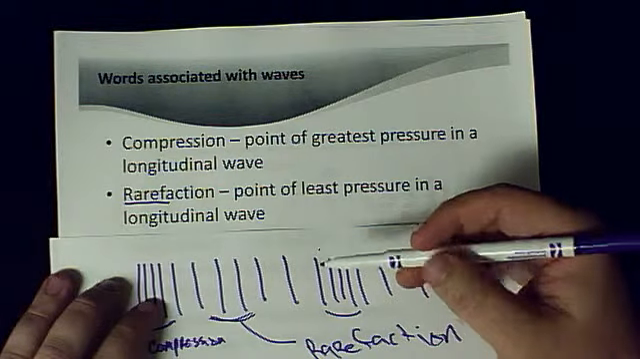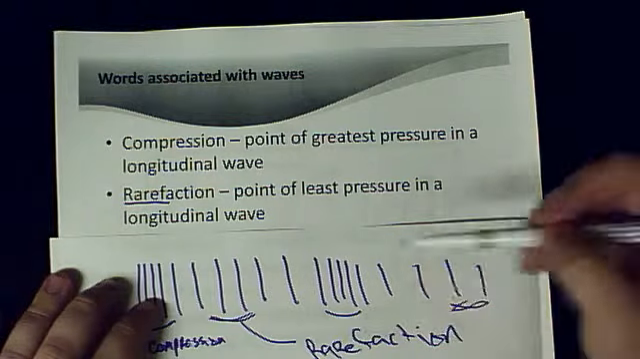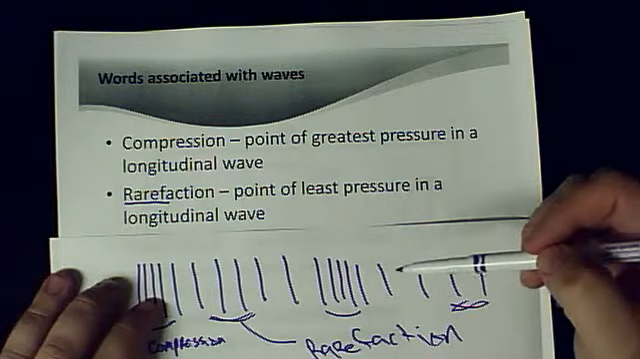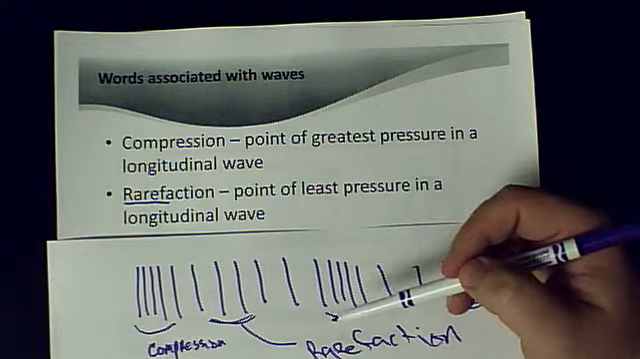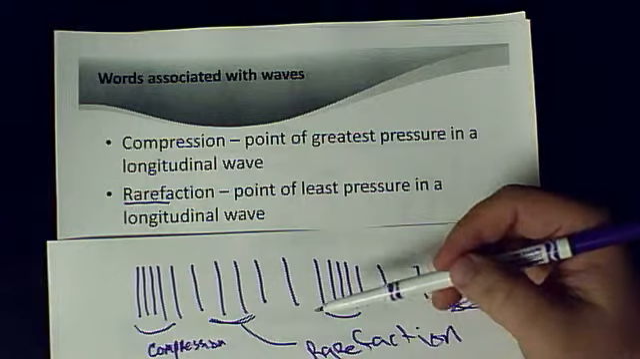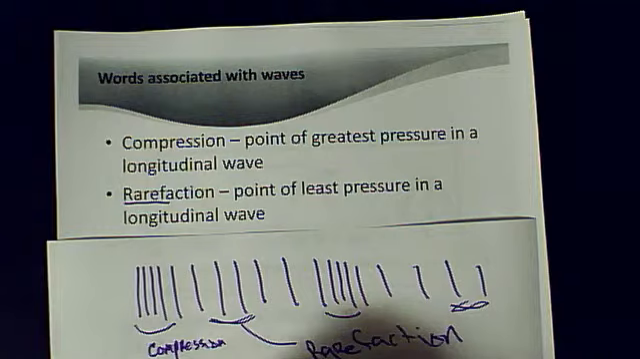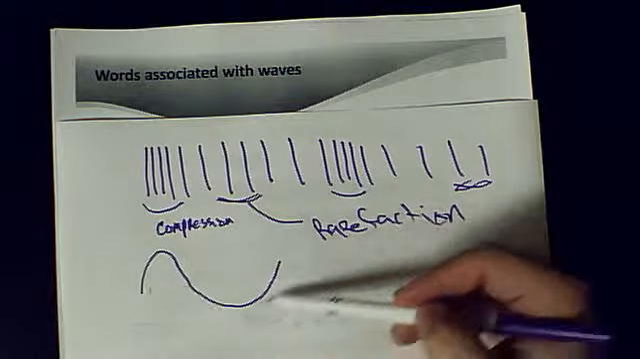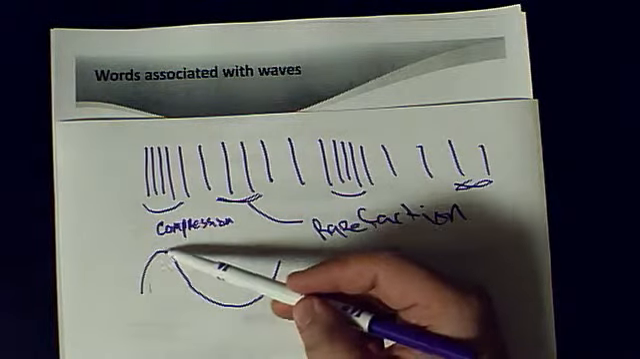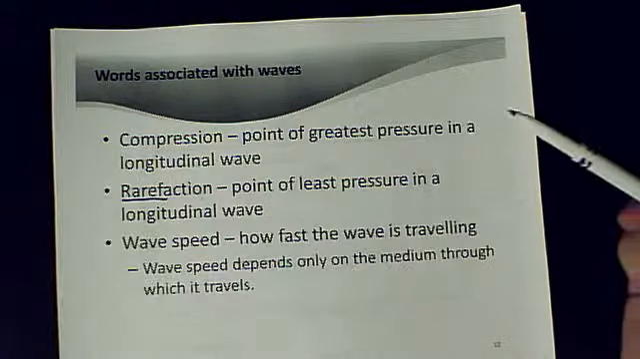Now, it's very important that you learn this word because when we start talking about wave behavior, refraction and rarefaction are different. They are completely different, not even closely related, and yet they sound very similar. So make sure that you get the words down in your head. Rarefaction is the point of least pressure. So a compression corresponds with a crest. A rarefaction corresponds with a trough if you're looking at a transverse wave. So your compression is where it would be the highest, the rarefaction is where it would be the lowest.